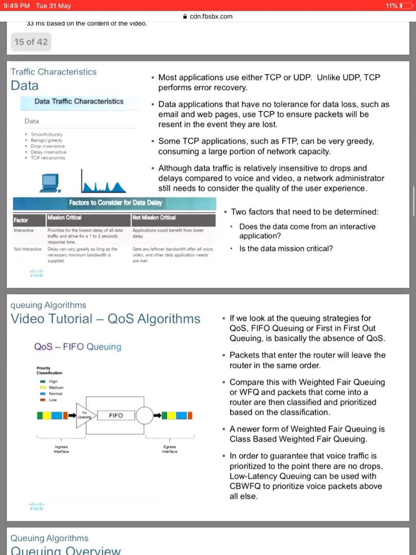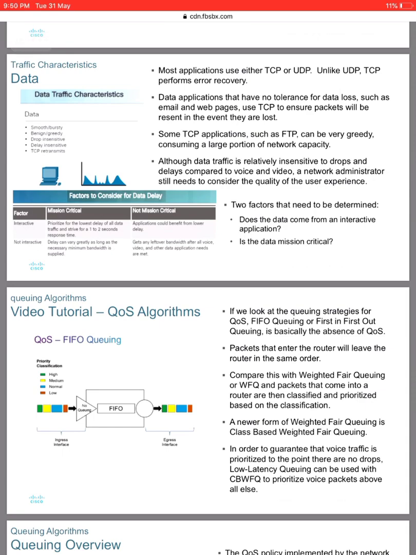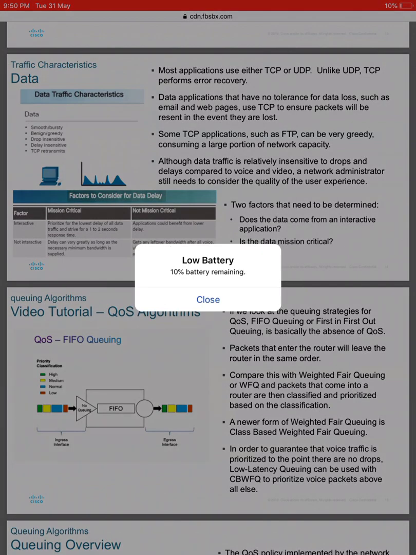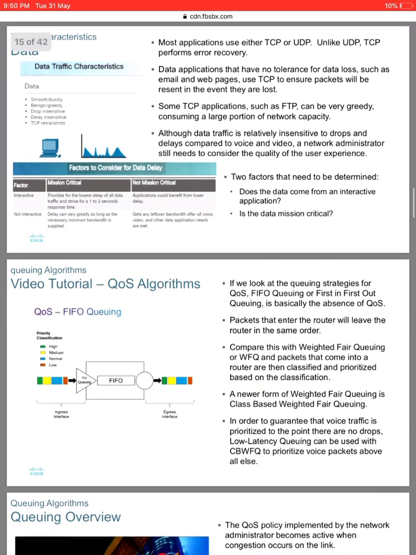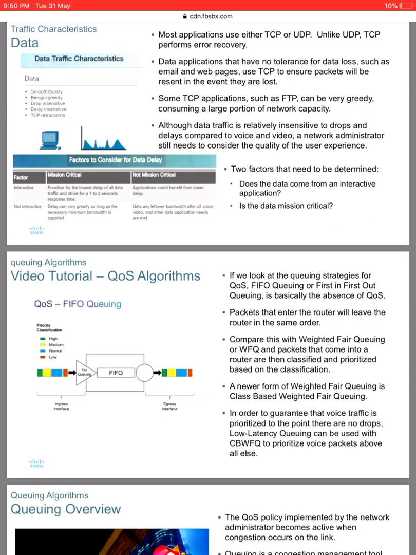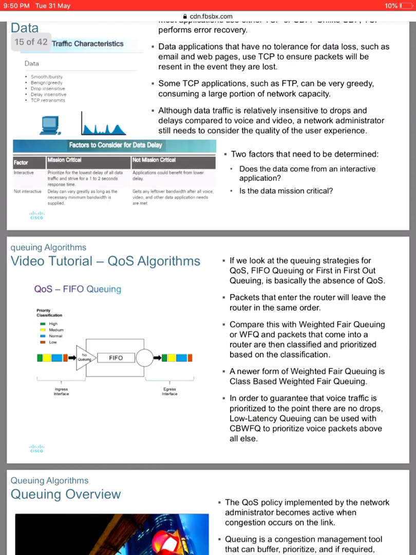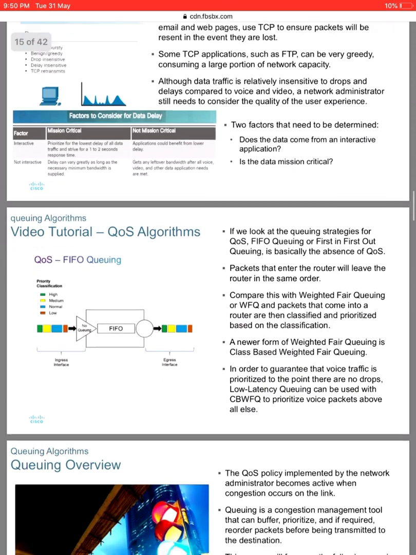So the next one is data. Data applications use either TCP or UDP. Unlike UDP, TCP performs error recovery. Data applications that have no tolerance for data loss, such as email and web pages, use TCP to ensure packets will be resent in the event they are lost. Some TCP applications, such as FTP, can be very greedy, consuming a large portion of network capacity.